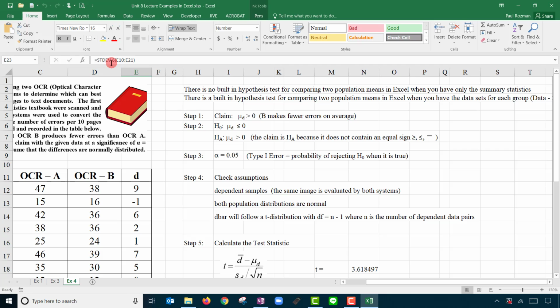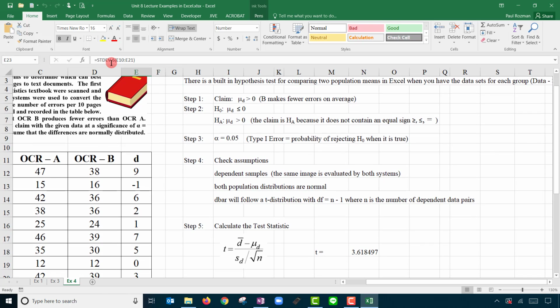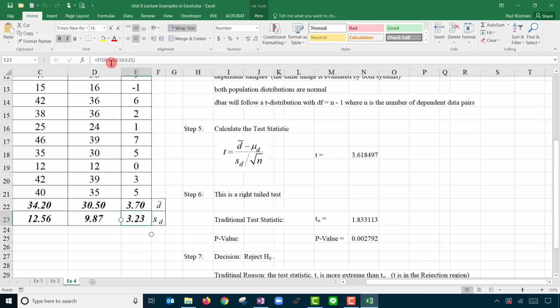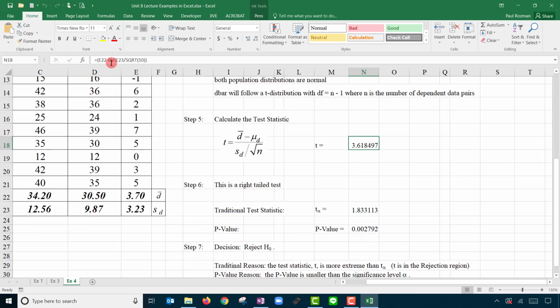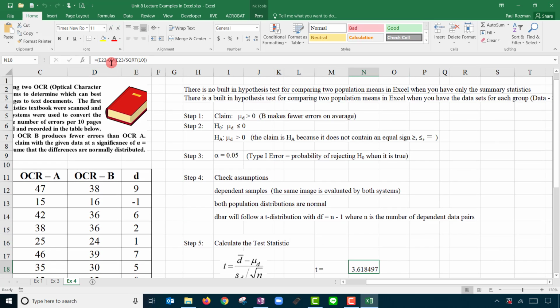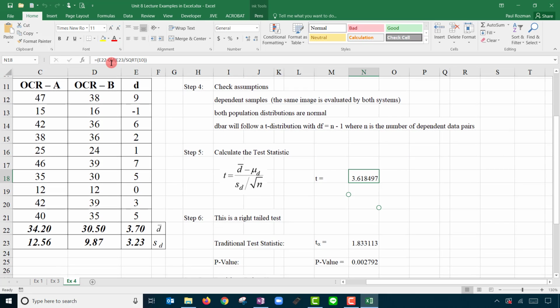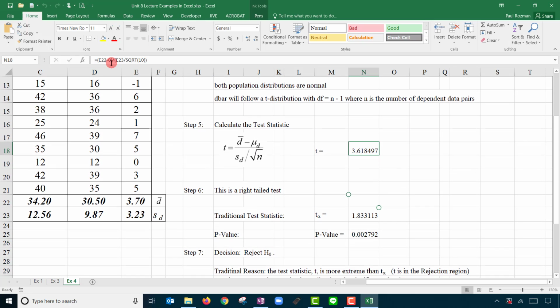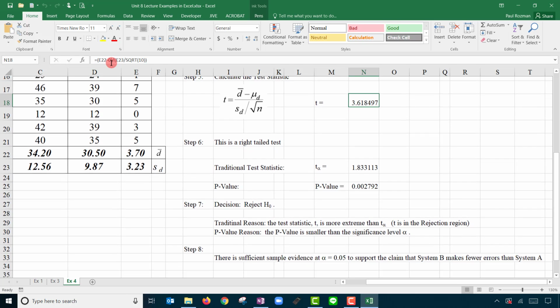And basically, I typed it all up here, just as we did it. To calculate the test statistic, you basically use your own formula. I don't think there's a way to do this using Excel. Actually, let's try this.